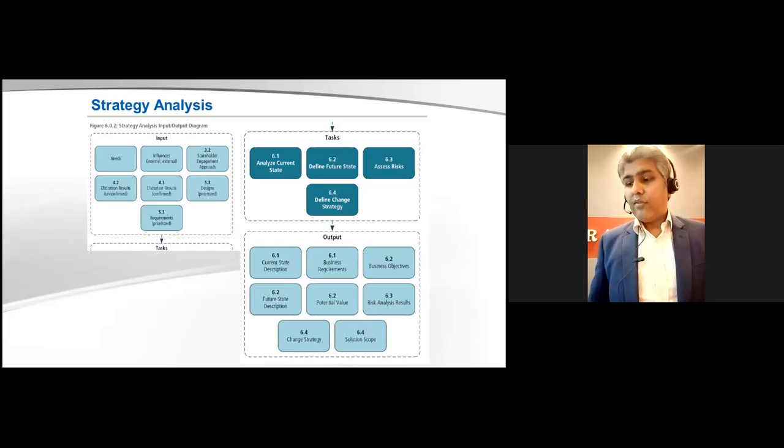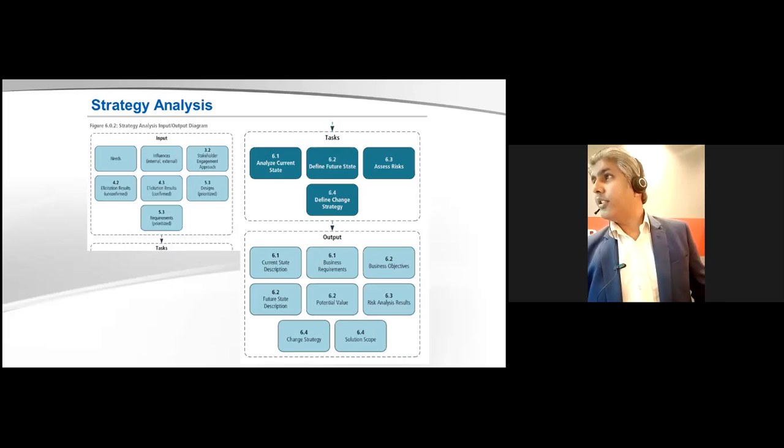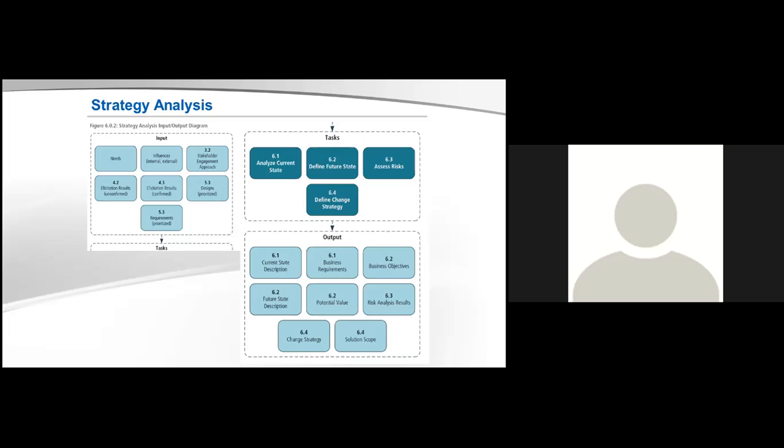So there are 4 tasks in strategic business analysis. First, you analyze the current state, what's happening. Define the future state, where you want to go. Assess the risk of achieving that, and define a change strategy, how you will achieve it.